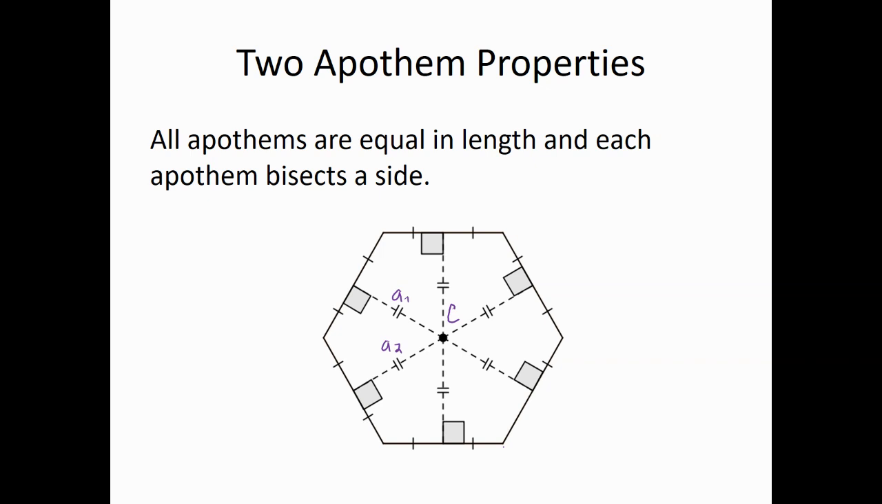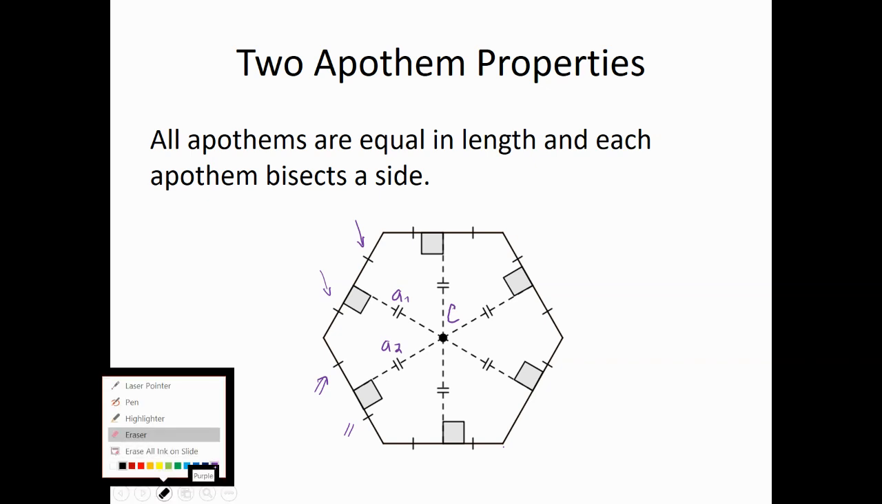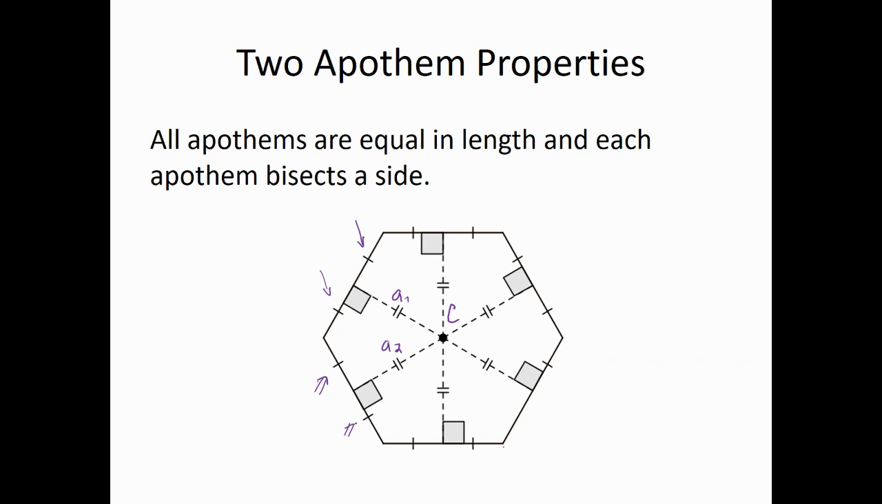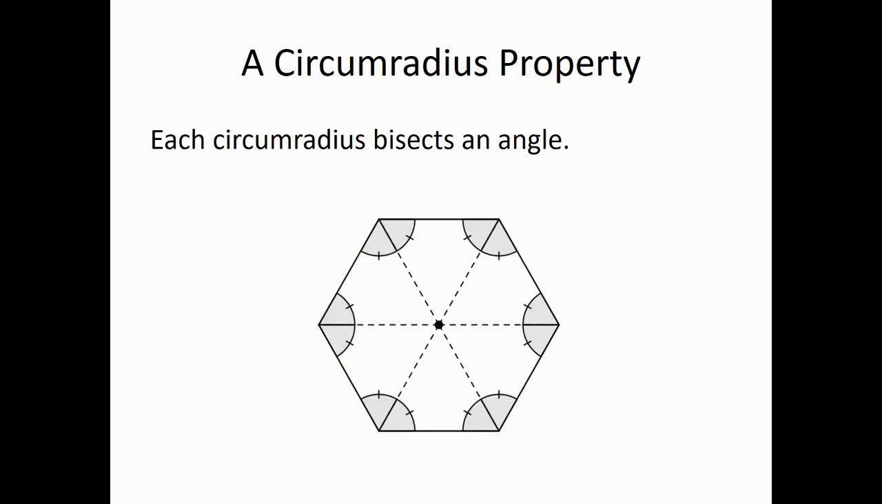And the second property of apothems is that each bisects a side. So if you follow, for instance, the A1 apothem out to its side, notice that that side is split into two parts that are equal to one another. If you follow out the A2 apothem to its side, that side is split into two equal parts. And once again, no surprise here, this would ultimately be an application of triangle congruence. We would prove triangles congruent, and then we would follow that with CPCTC, and then we would know that the sides have been split.